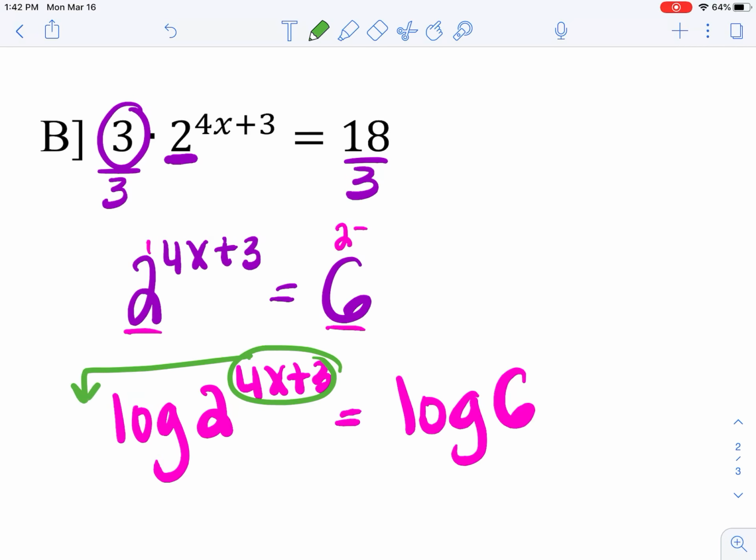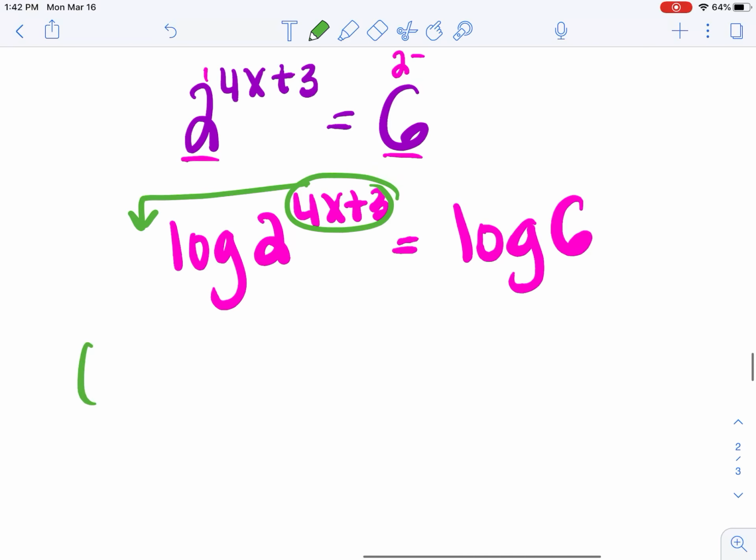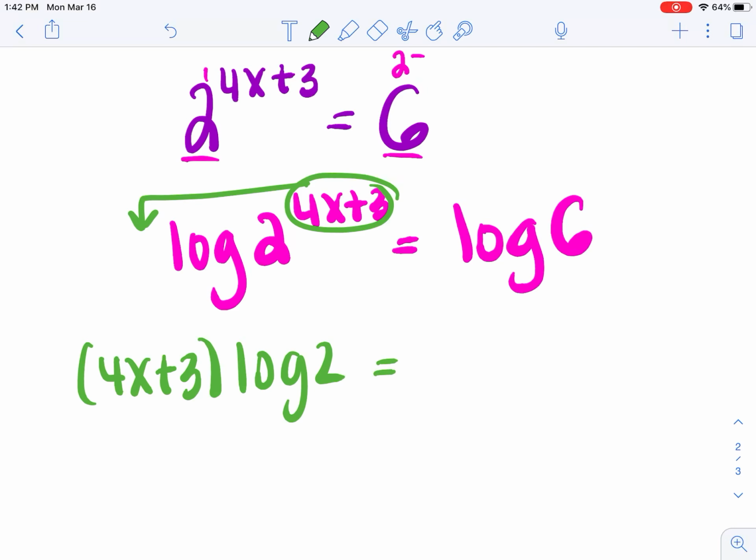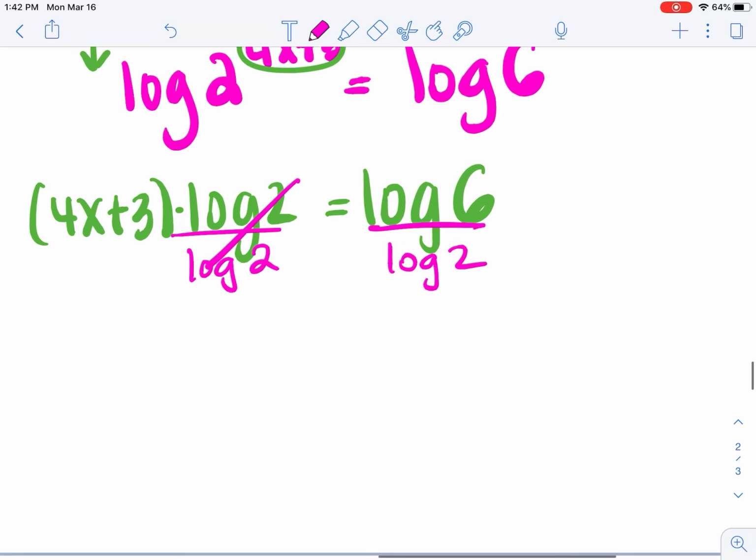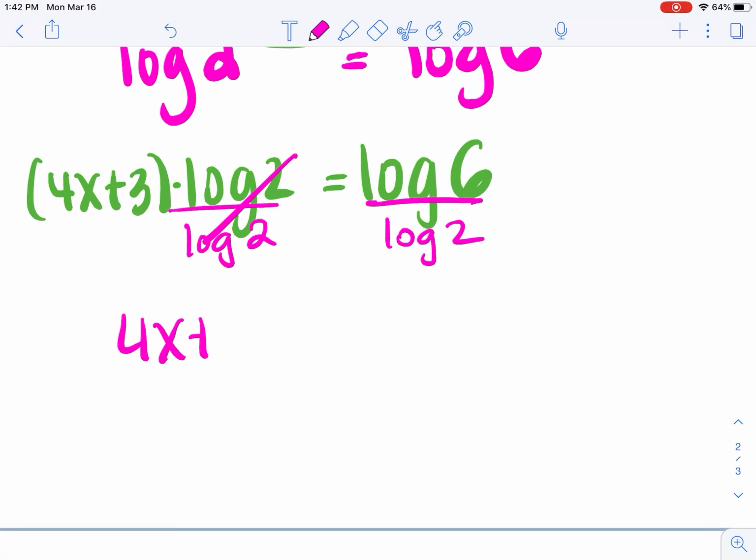Once again, I'm going to use that property that says I can take my exponent and have it as a multiplier in front of my equation. And now I have to get x by itself. Remember, this is multiplication here, so the first thing I'm going to do is get rid of the log 2 by dividing both sides by log 2. Gone. Now I have 4x plus 3 is equal to log 6 divided by log 2. Please don't change this to log 3. It is not log 3. That's not how our properties work.